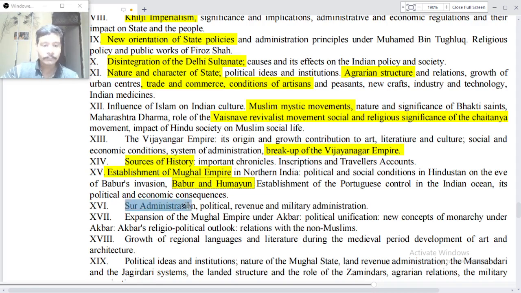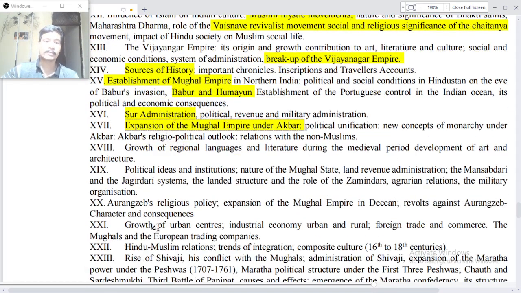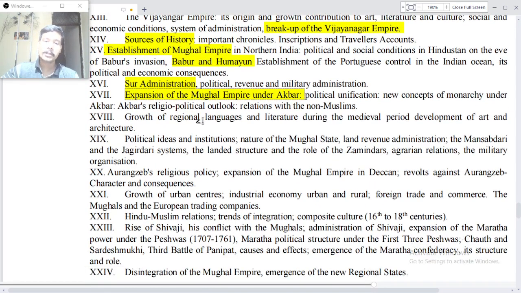Sher Shah's administration: political, revenue and military administration. Expansion of the Mughal Empire under Akbar, political unification, new concept of monarchy under Akbar, religious and political outlook, relation with the non-Muslims. Now, growth of regional languages and literature during the medieval period, development of art and architecture, political ideas and institutions, nature of the Mughal state, land revenue administration, the Mansabdari and the Jagirdari systems.